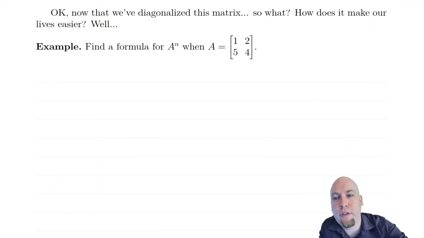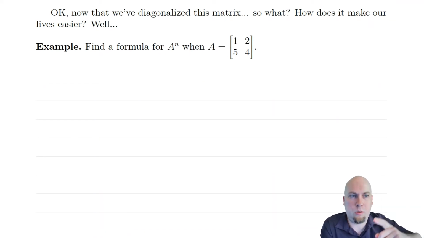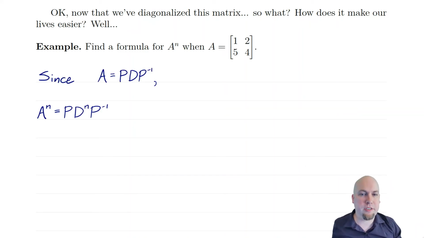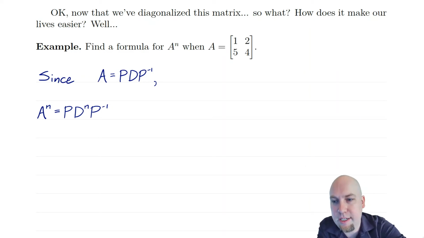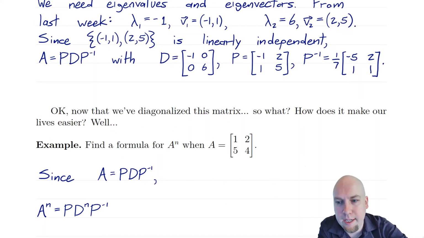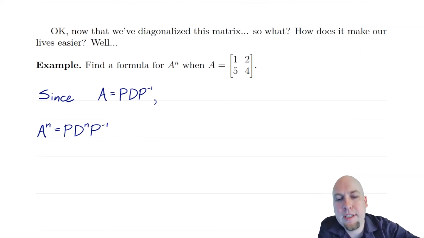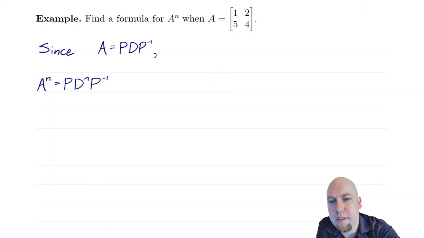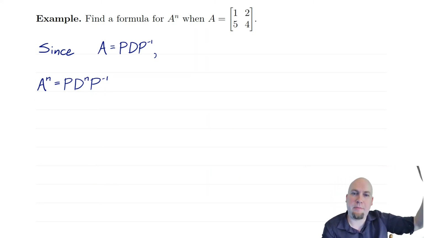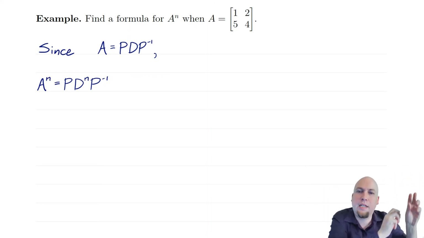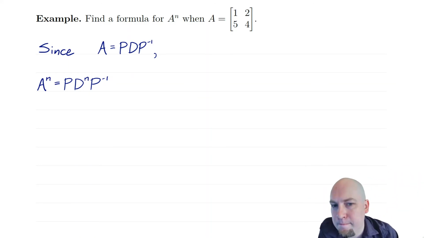Let's compute a formula for A to the power n, where A is just that same matrix that we just worked with up above. Our starting point is to remind ourselves of what the diagonalization is, because we need this diagonalization to do this. Once you have your diagonalization, A to the power n is just going to be P times D to the power n times P inverse, because when you multiply that out, all of the P inverses and P's in the middle are going to cancel out with each other.